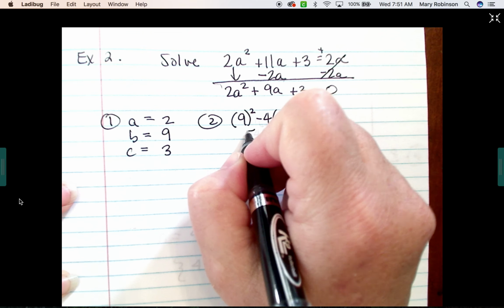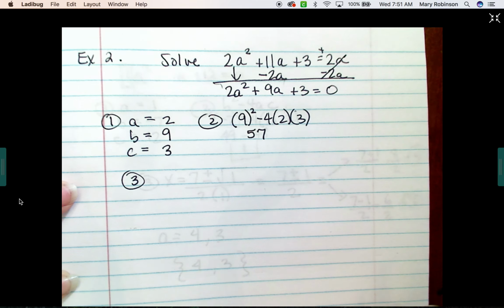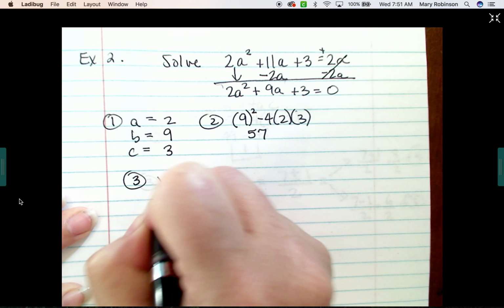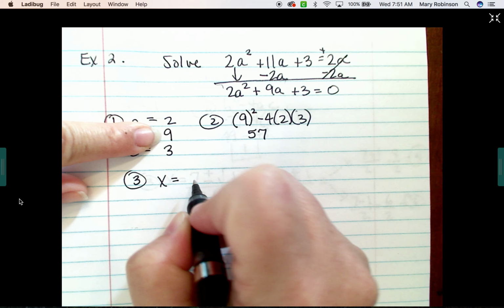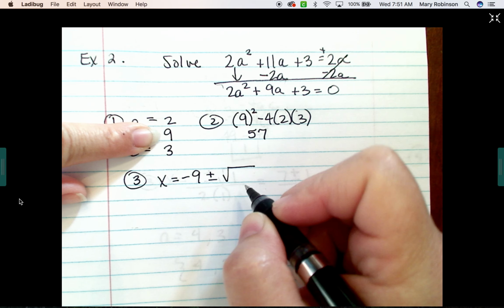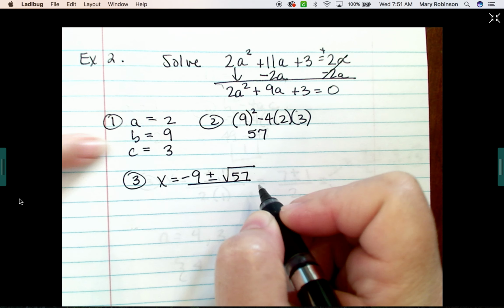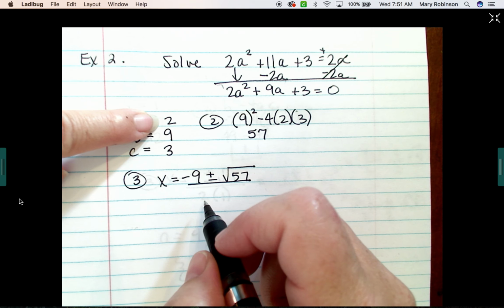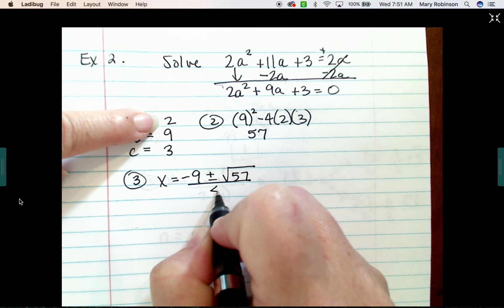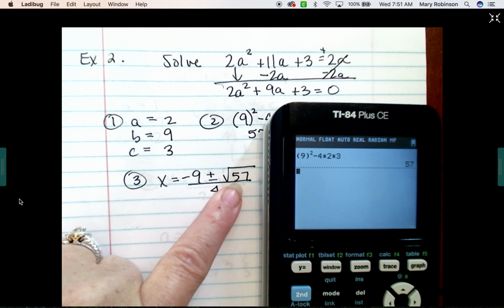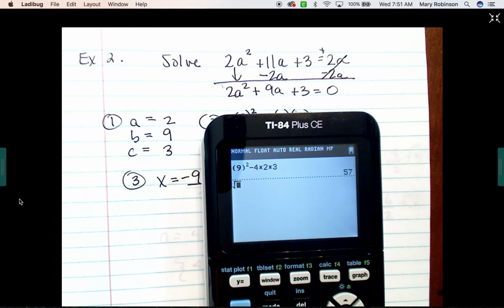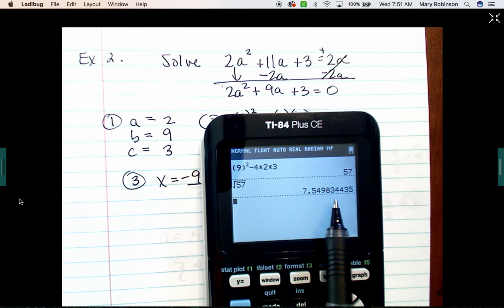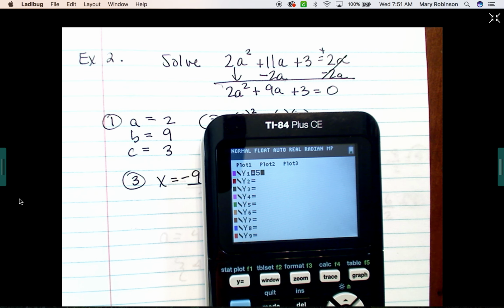So I got 57. And next I'm going to plug it into my quadratic formula. X equals opposite of b plus or minus the square root of the discriminant all over 2 times a. And at this point, I'm going to just do that part in my head. 2 times a means 2 times 2. And 2 times 2 is 4. So now I'm going to see if I can take the square root of 57. Square root 57. I get a non-terminating, non-repeating decimal. So I'm going to see if I can simplify it in my calculator. So 57 divided by x squared. So I'll write that down.